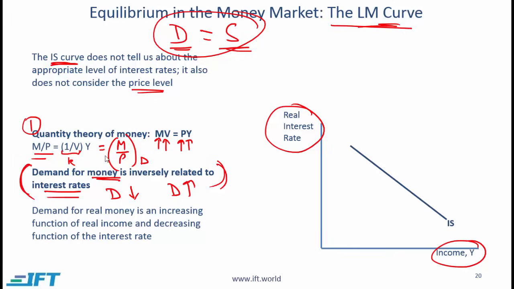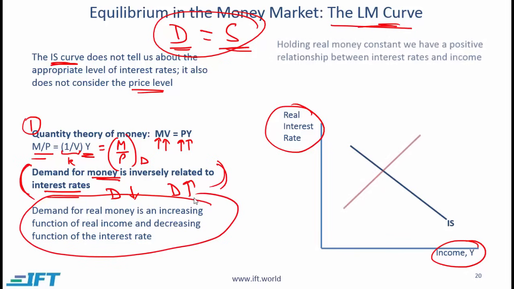So note that we've established two important relationships here. The demand for real money has a positive relationship with income or Y, and demand for real money has a negative relationship with interest rates. So that's summarized over here. Now, if we hold real money constant, then we must have a positive relationship between interest rates and income. And that is depicted here by the LM curve.